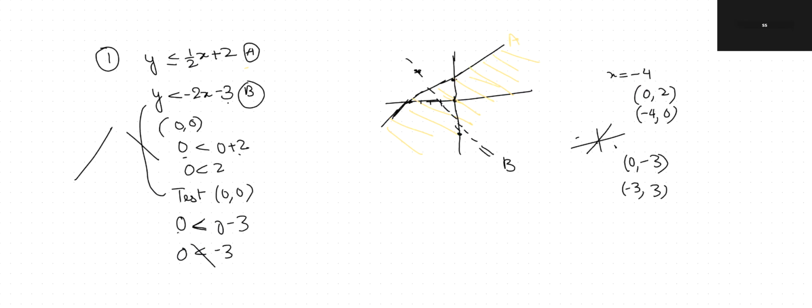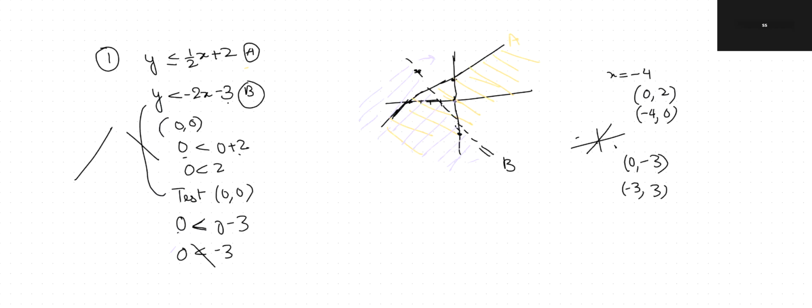So this side is the solution. We'll color it with, suppose, purple, this part. Not this part, not this part, not this part, because it has 0, 0 and it doesn't satisfy our equation. So this part is this side of the line.